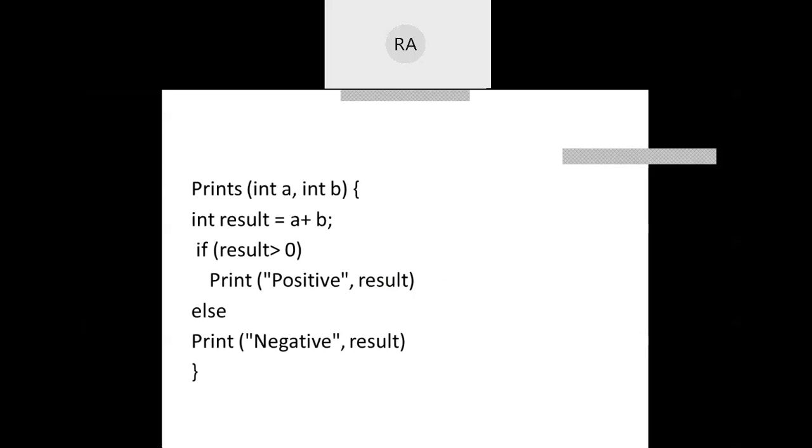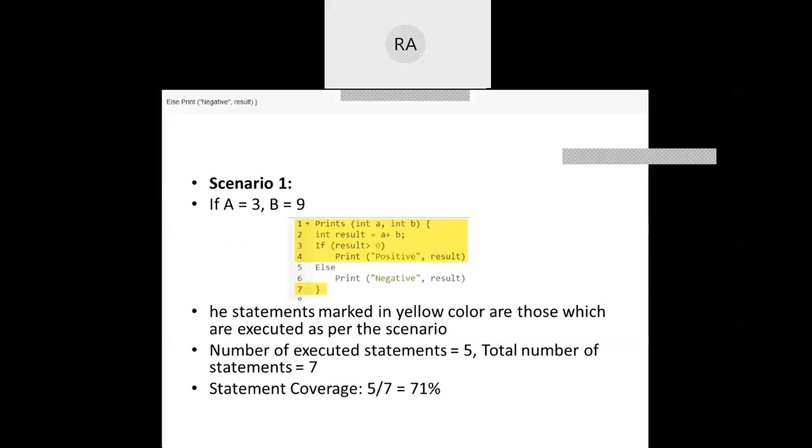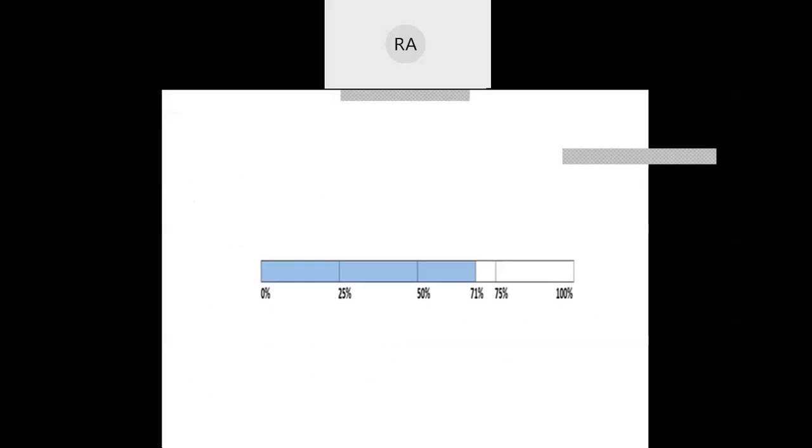Then we had taken up one simple example wherein we calculated statement coverage. Whatever I have highlighted in yellow color indicates the executed statements for scenario 1, wherein I have mentioned the input values for A and B. If I give those specific inputs, then only these statements get executed. As per the inputs given, the statement coverage here is 71%. And you have to indicate it with a diagram like this.